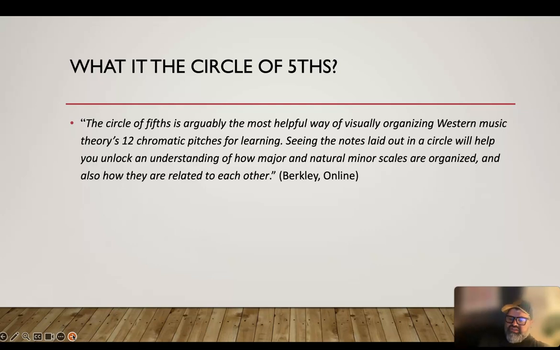So from Berklee College, which is a famous music school in America, the circle of fifths is arguably the most helpful way of visually organizing Western music theories. 12 chromatic pitches for learning. So there are 12 scales, or 12 keys, because of the chromatic scale. Okay, there's actually 24 keys because there's relative minors as well. But seeing the notes laid out in a circle will help you unlock an understanding of how major and natural minor scales are organized and how they're related to each other. So there's this thing called the relative minor. They are related. All right.